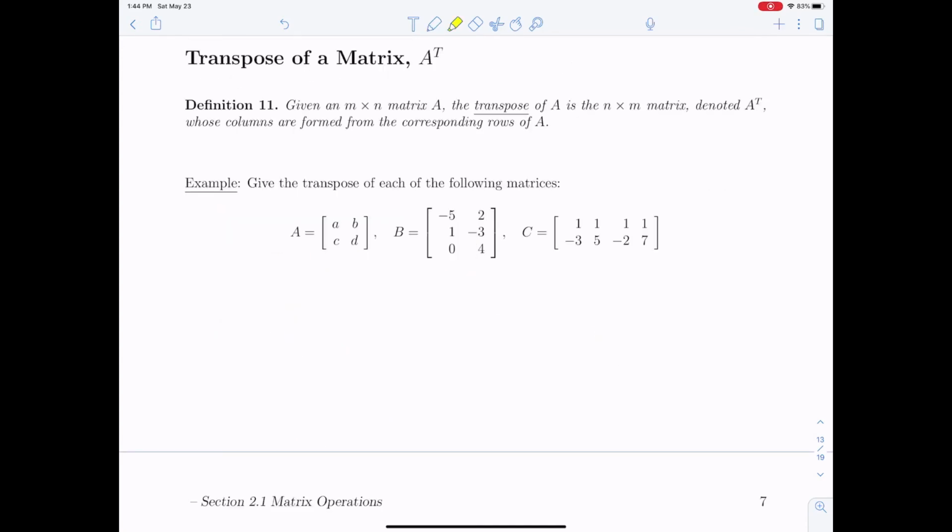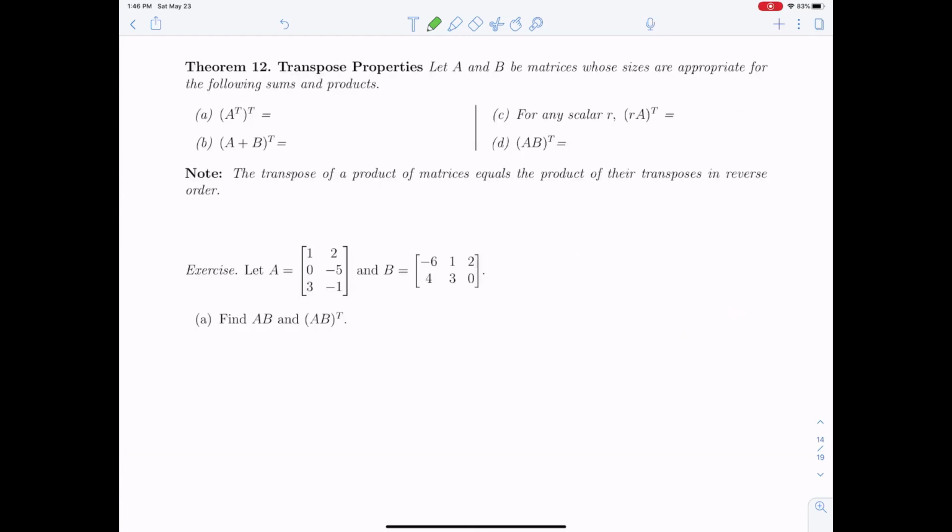The transpose matrix of the given matrix is a matrix where you switch the columns into rows. So for example, if A is given by a, b, c, and d, A transpose is defined as, you write the columns into rows, so that equals a, c, and b, d. Also for B, we switch the columns into rows, that gives you B transpose, the same as negative 5, 1, 0, and 2, negative 3, and 4. And lastly, for the matrix C, C transpose equals 1, negative 3, 1, 5, 1, negative 2, and 1, 7.